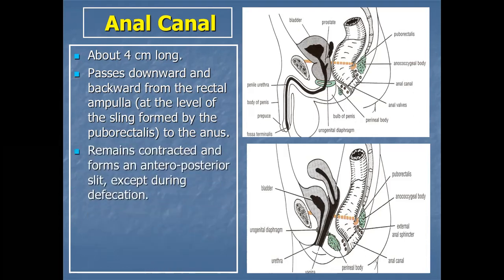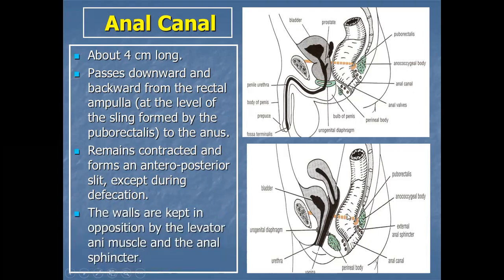It remains contracted and forms an anteroposterior sling except during defecation. So this sling, the puborectalis muscle, forms a sling around the rectum and always keeps the anal canal closed except during defecation. Because of this pulling, the anal canal is always closed. But damage to this ring can lead to abnormalities. The walls are kept in opposition by the levator ani muscle as well as the anal sphincter.